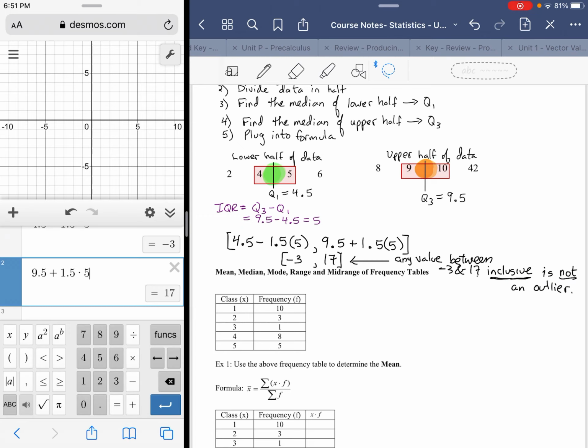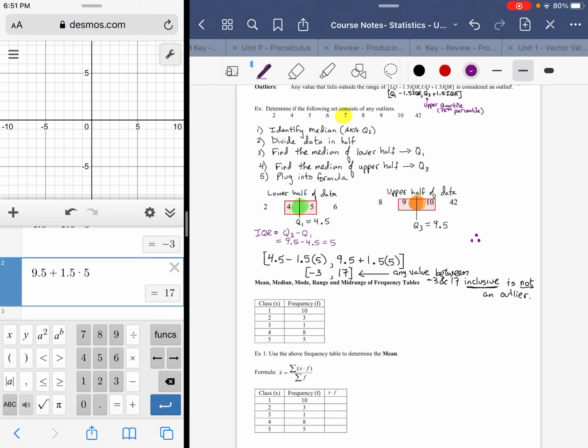So our conclusion would be: therefore, I like to use the 3 dots in the form of a triangle to represent therefore. You don't have to do that. You can just make a statement of the final answer. But I think it's kind of cool to write that. 42 is an outlier.